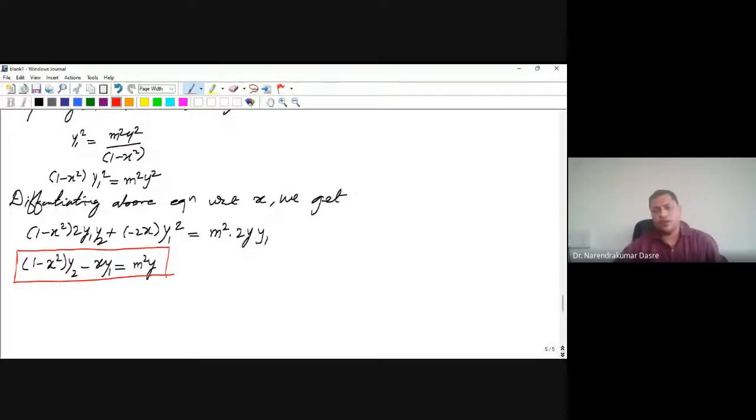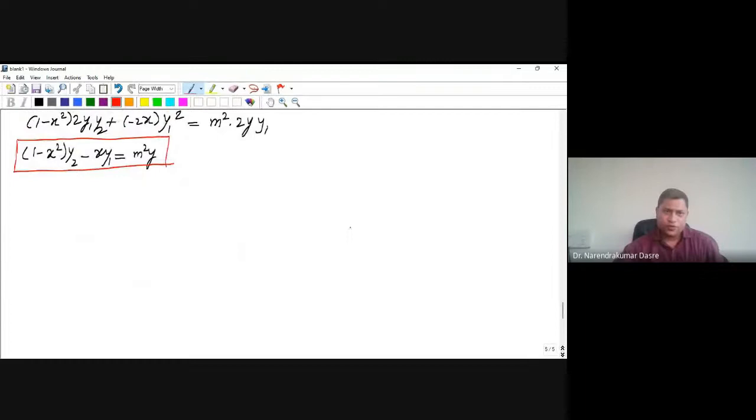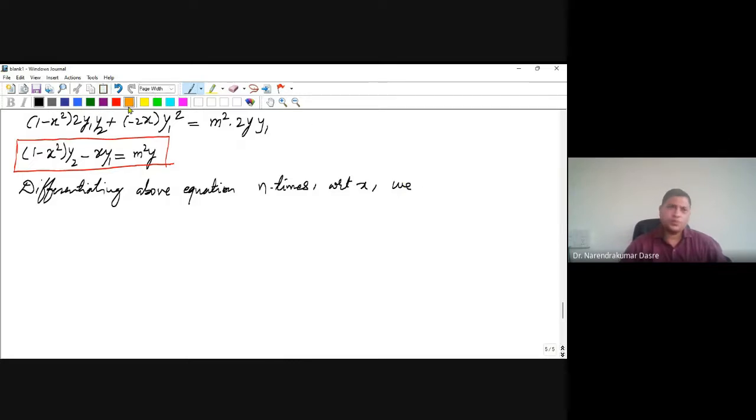Once you have the second order derivative, finding its nth derivative is easy. So what do you do next? Differentiate the above equation n times with respect to x using Leibnitz theorem. So this is V and this is U. But use proper brackets so that you will not get confused or make a sign mistake.